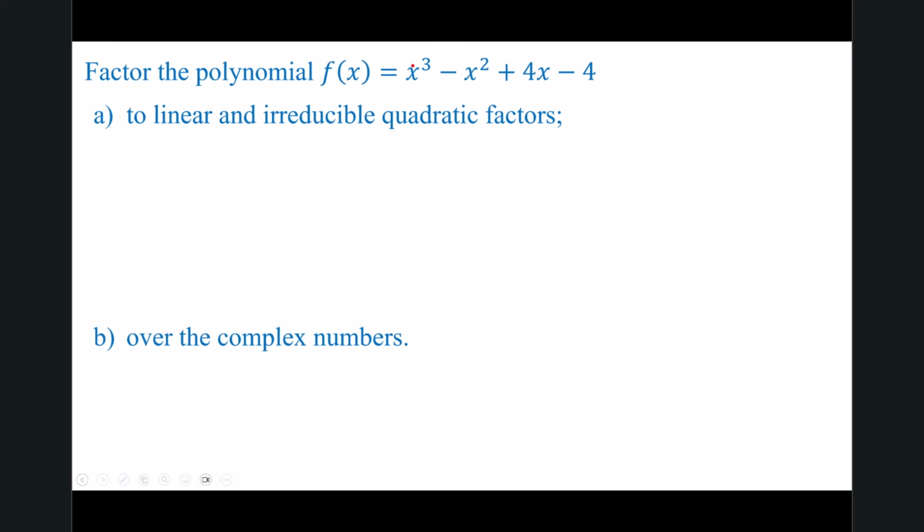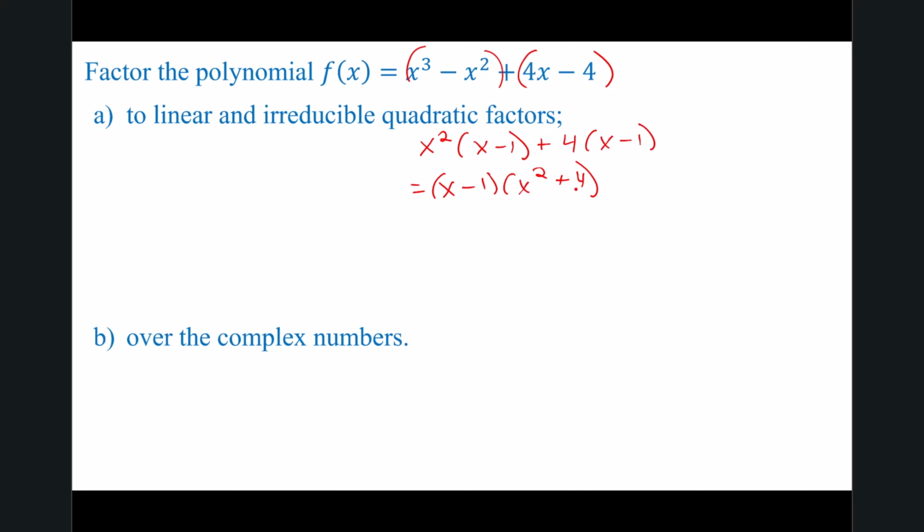Notice that this can be factored by grouping. Out of the first group, I can factor out an x squared, and I have an x minus 1. And out of the second group, I can factor out a 4 and be left with x minus 1. Now I can factor an x minus 1 out of both of those terms, and I have x squared plus 4. So x squared plus 4 is what we call an irreducible quadratic factor. We cannot factor that further.